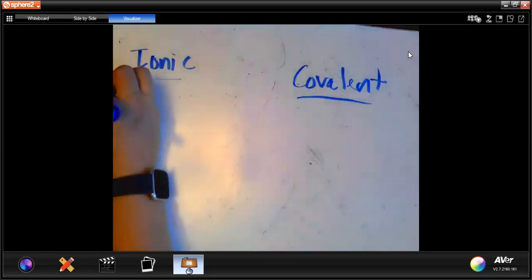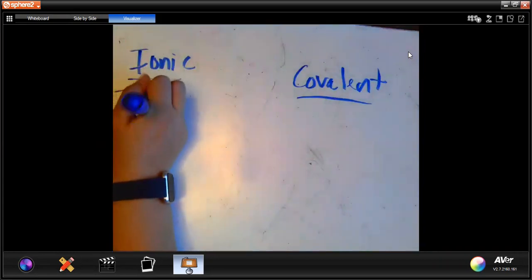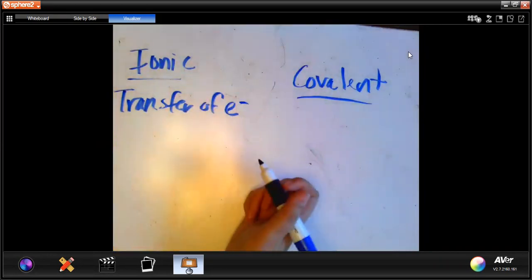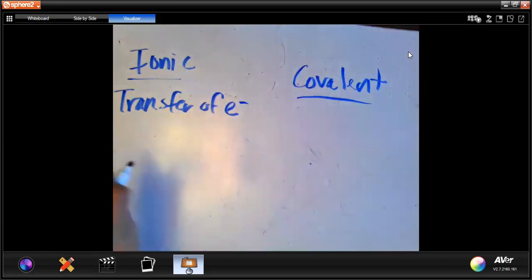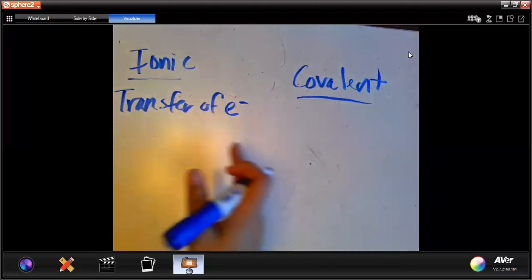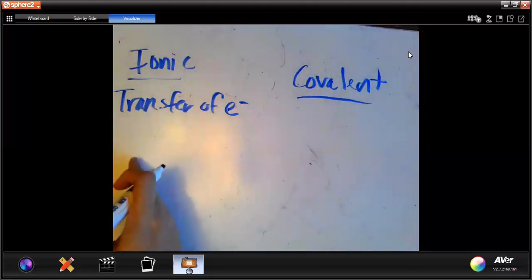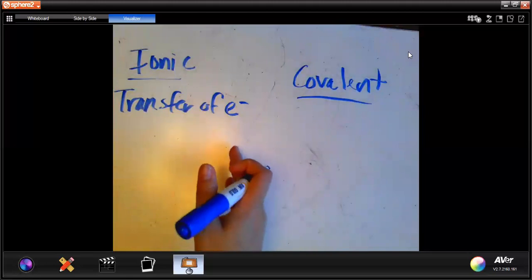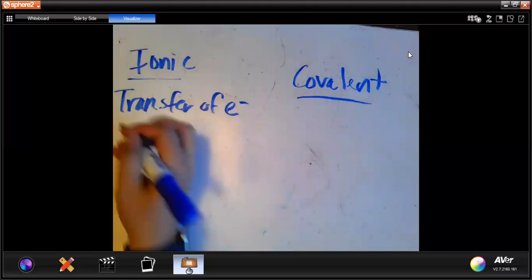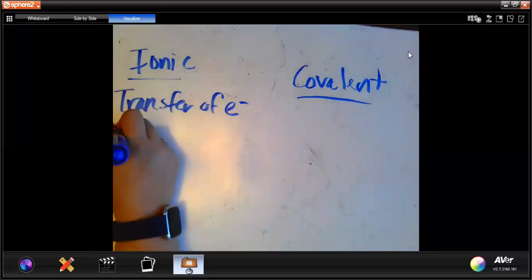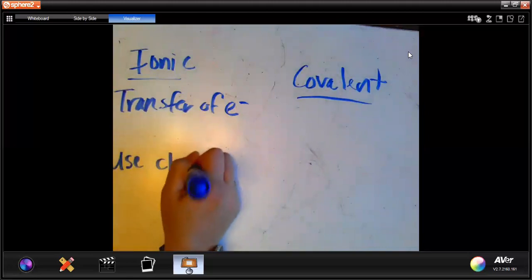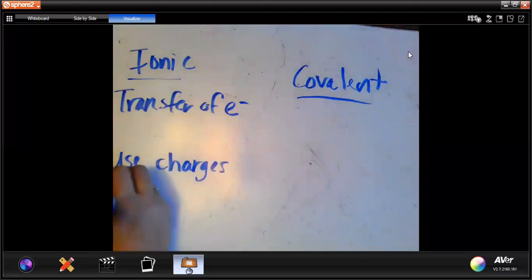If you recall, an ionic compound, we have the transfer of electrons. When electrons are transferred, that means one element gives one away, one gains one. In this case, metals give them away. So if a metal loses an electron, it becomes positive. And then the nonmetal gains the electron and becomes negative. And so because of that, we have to use the charges to determine the number of atoms.